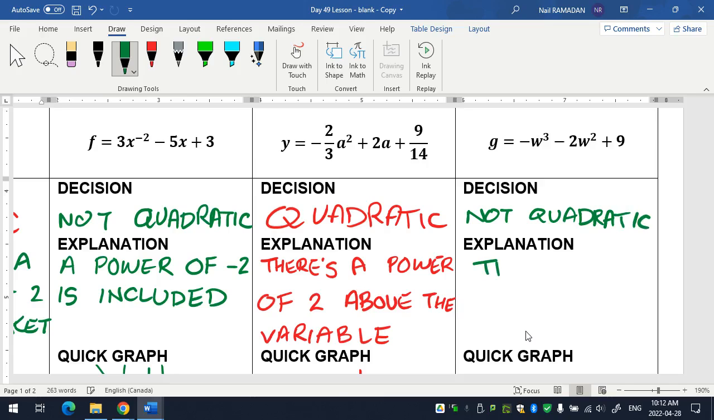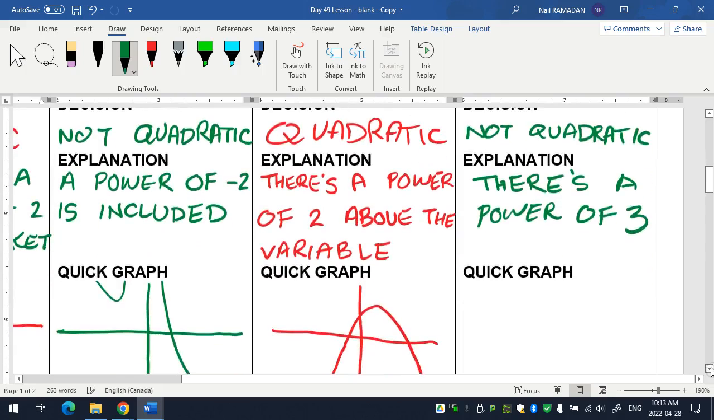Why? There's a power of 3. You don't even need to tell me on what variable. It's the same variable. It's a W, but it's been repeated twice, and one of them got a power of 3. There is a power of 3. Not quadratic. There is a power of 3.